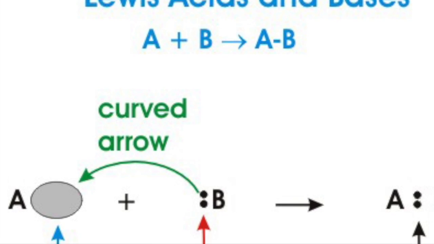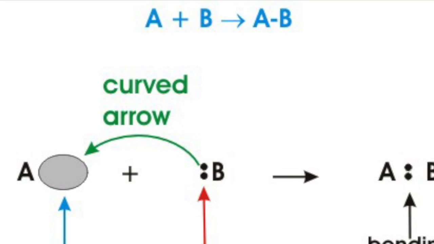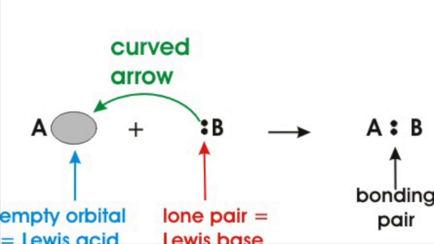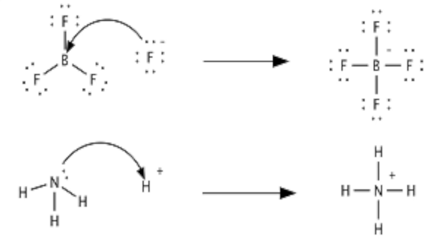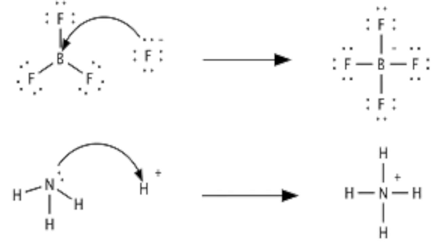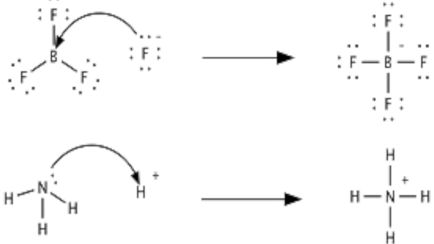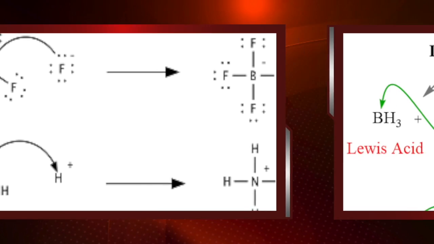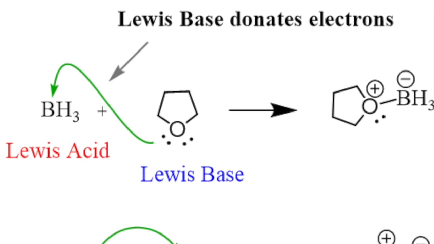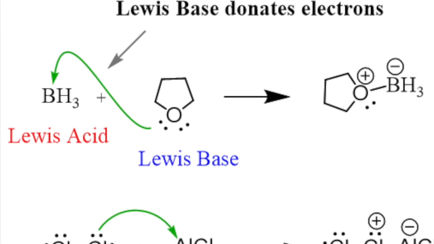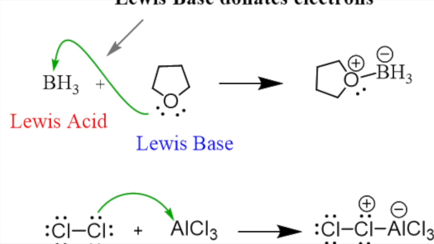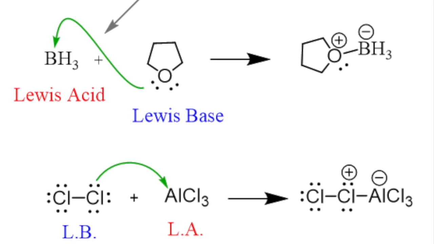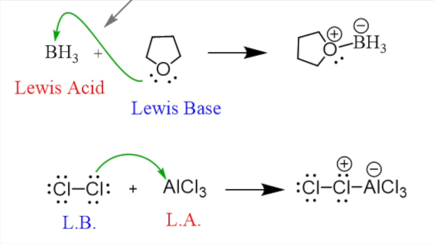Lewis acids are considered electron pair acceptors. They can be identified as electron-deficient species, for example, electrophiles in substitution reactions. Examples include BF3 and AlBr3. Lewis bases are defined as electron pair donors. They can be identified by the electron-rich center, for example, nucleophiles in substitution reactions. Examples include NH3 and H2O.